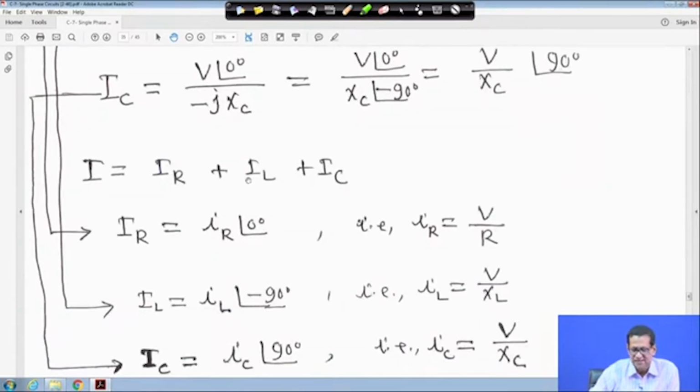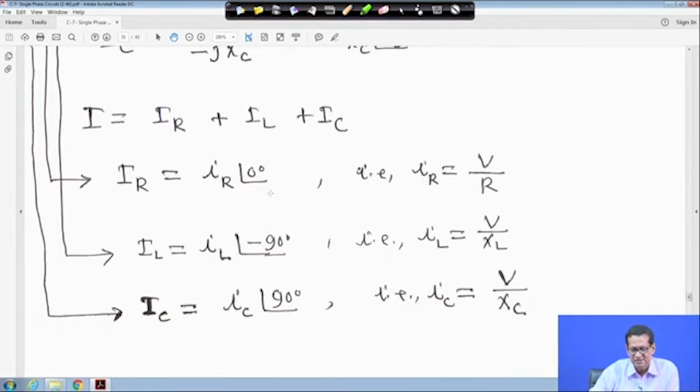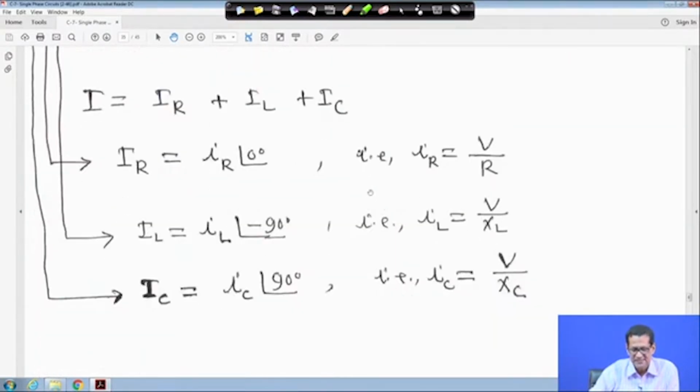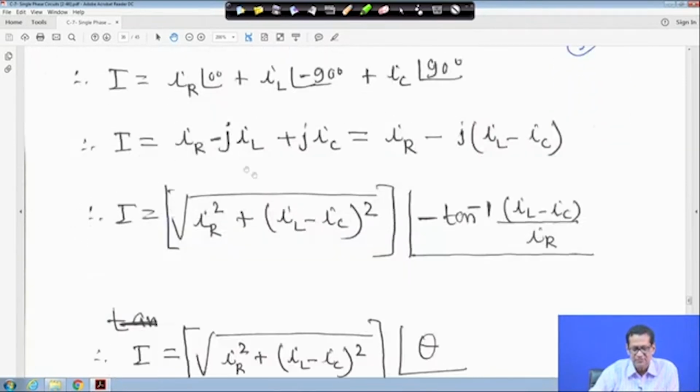So I is equal to IR plus IL plus IC. IR is equal to IR angle 0, since it is a pure resistive circuit, and IR is V upon R. IL is equal to IL angle minus 90 degrees, where IL is V upon XL, the magnitude. Similarly, IC is equal to IC angle 90 degrees, where IC is V upon XC. The total current I is IR angle 0 plus IL angle minus 90 degrees plus IC angle 90 degrees.